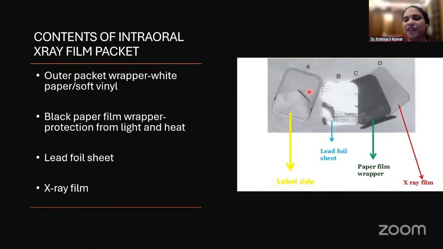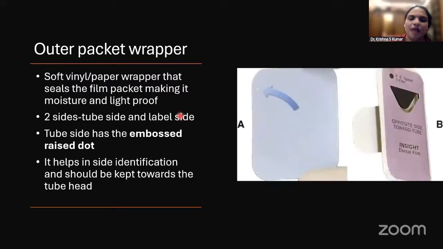It consists of an outer packet wrapper, which makes it moisture proof and light proof. Then there is a black film wrapper, which protects it from light and heat. Then there is a lead foil sheet and an X-ray film. There are 2 sides. The tube side contains the embossed dot, and that should face the tube. And this is the label side, where you have all the writings, that should face the patient's arch. So this embossed dot is used for side identification and always should be kept towards the tube head.